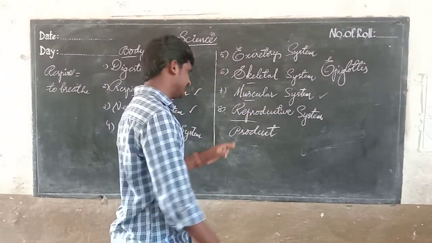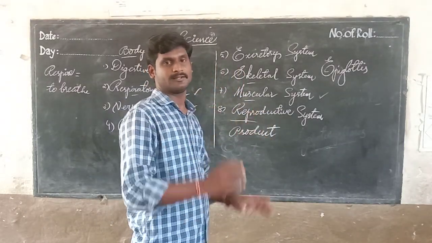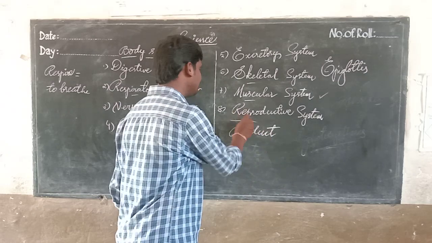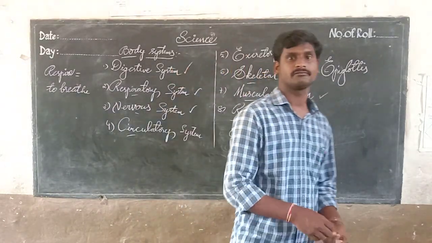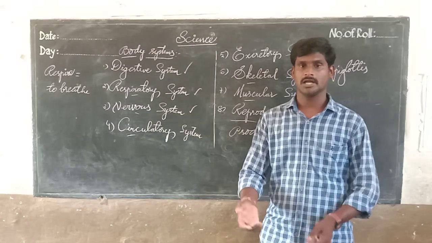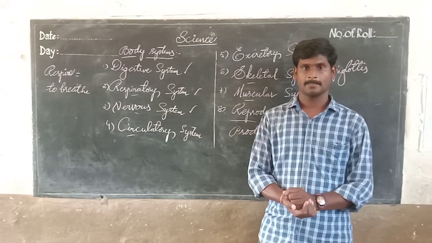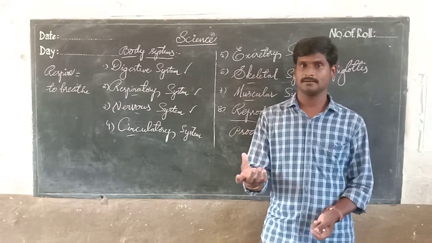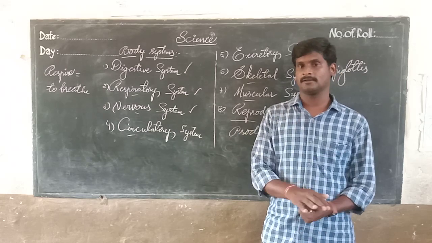The meaning of the word product is one material. Re means again and again. That means we are giving a product again and again. That's called reproduction. We are producing one product again and again.